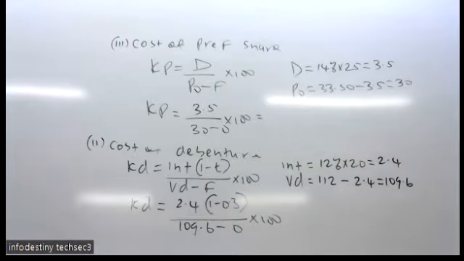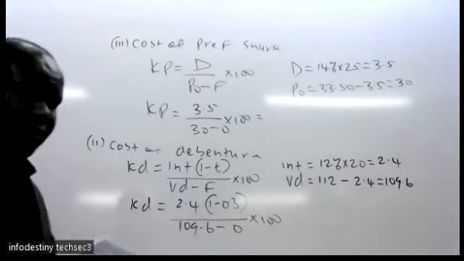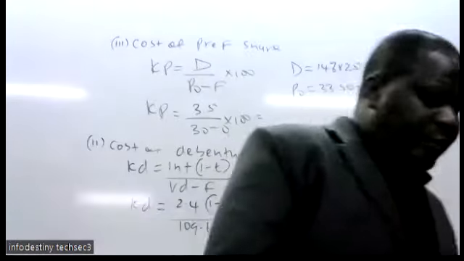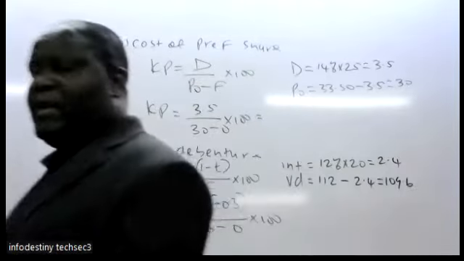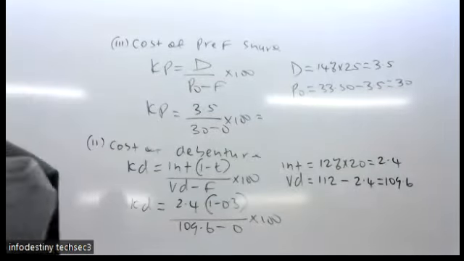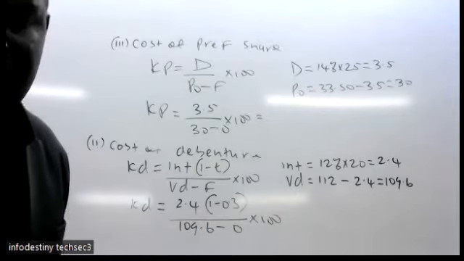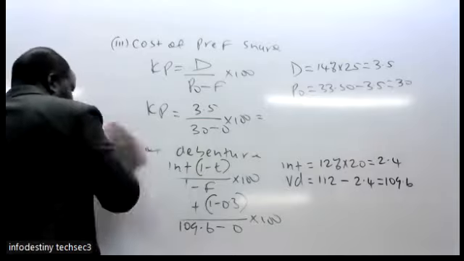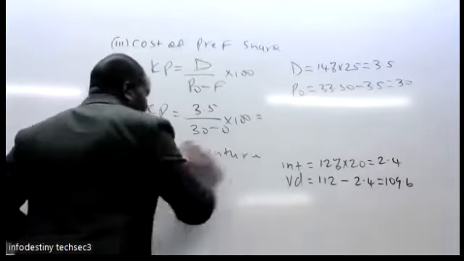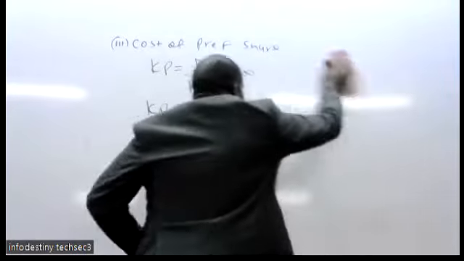So that should be now our Roman letter 3. So finally, we get to Roman letter 4. In Roman letter 4, we should be able to calculate the weighted average cost of capital.